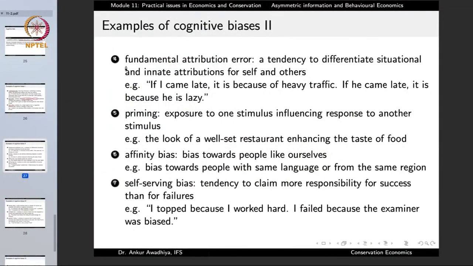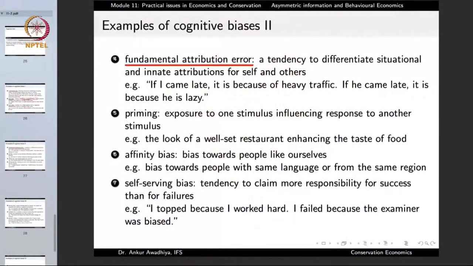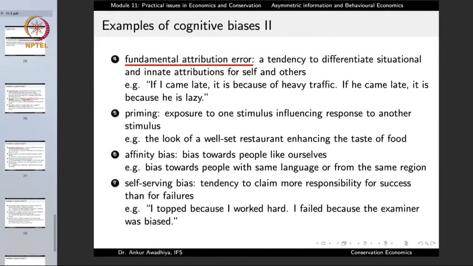Another is fundamental attribution error, a tendency to differentiate situational and innate attributions for self and others. That is, if I came late, it is because of the heavy traffic. If I am not doing anything good, then it is because of the situation. It is not because of me. I am good, but the situation was bad. But if he came late, it is because he is lazy. So for other people, we say that if anything negative has happened, it is because those people are lazy. Those people do not work properly. But if we are not doing something properly, we will say, oh, this is not because of me, this is because of the situation. This is fundamental attribution error, a cognitive bias.